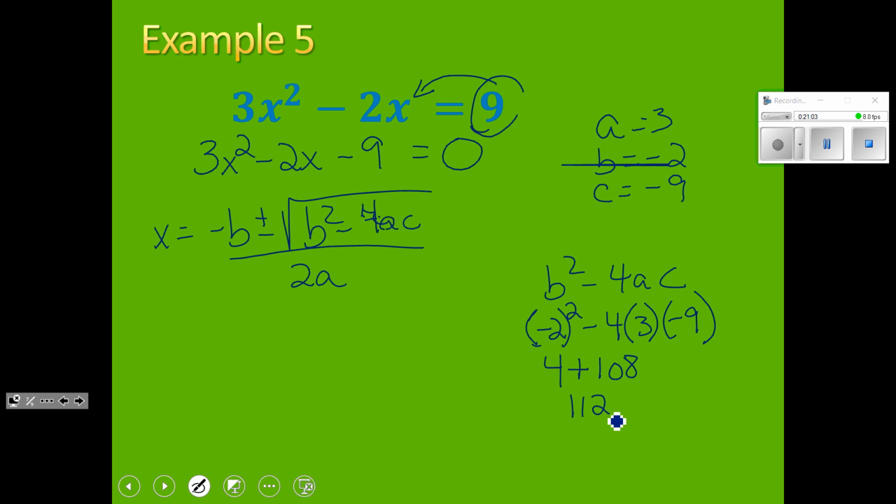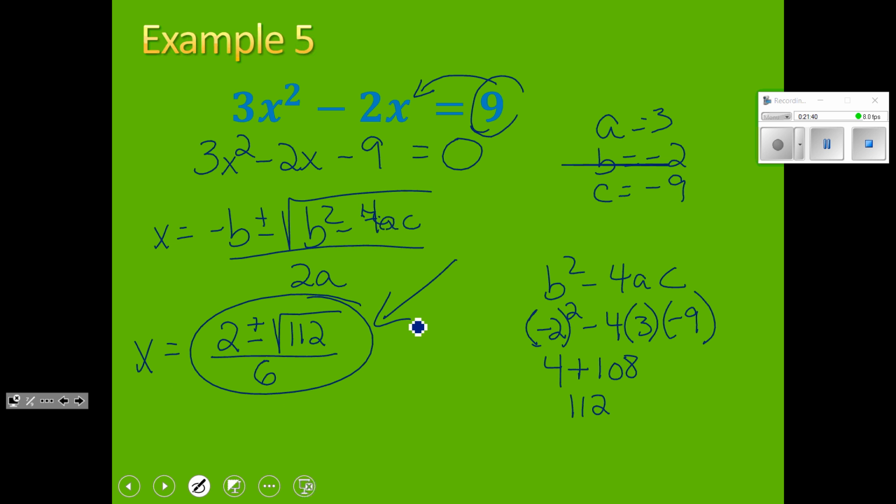So the opposite of b would be 2, plus or minus the square root of 112, all divided by 2 times 3, which would be 6, because a is 3. And I'm going to tell you right now, the question is, do you keep going or do you leave it like that? For Algebra 1, I'm going to allow you to leave it just like that. Okay? You can leave it in this form just like that, because 112 is not perfect.